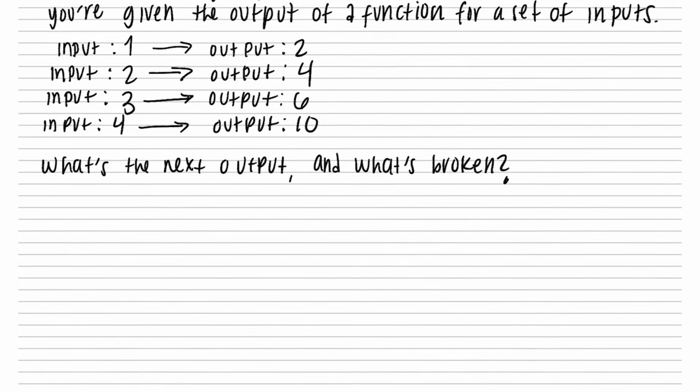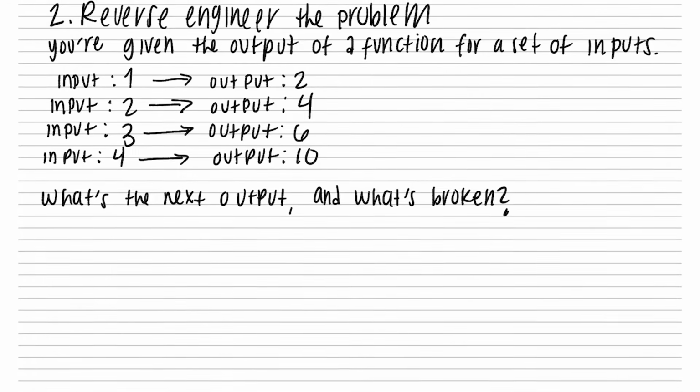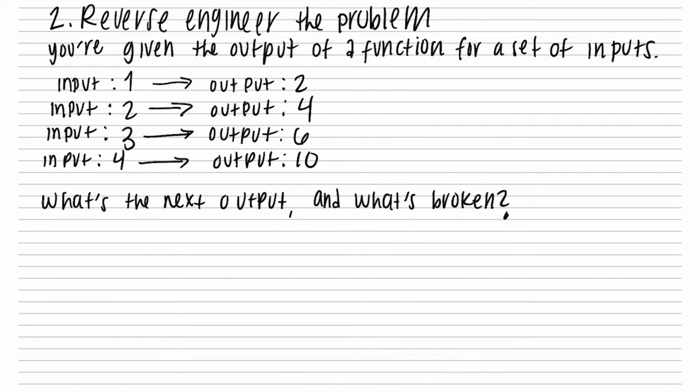All right, let's get to our second question. So this is a reverse engineer the problem. So you're given the output of a function for a set of inputs. Input 1, outputs 2. Input 2, outputs 4. Input 3, outputs 6. But input 4, outputs 10. What's the next output and what's broken?